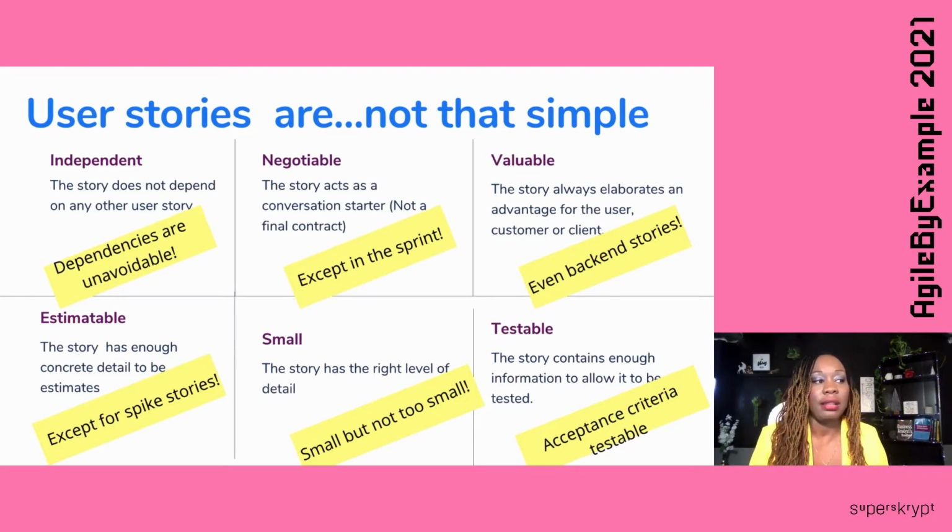Also, it's small. So the user story is small, but not too small. If you make it too small, then there's no value, and they tell you to add more things to the story so they can have it in the sprint and be able to estimate it properly. And testable, needs to have acceptance criteria that can be tested.